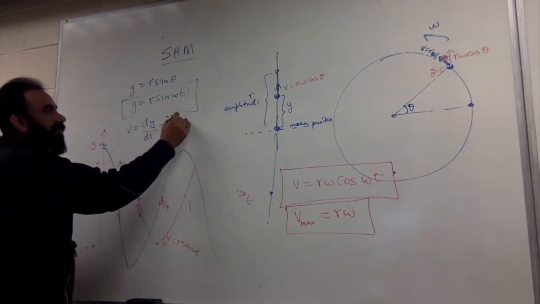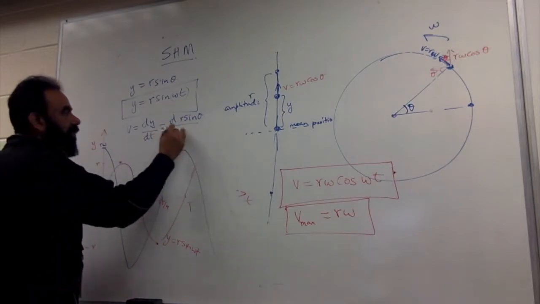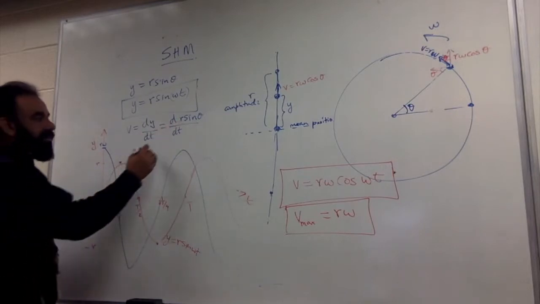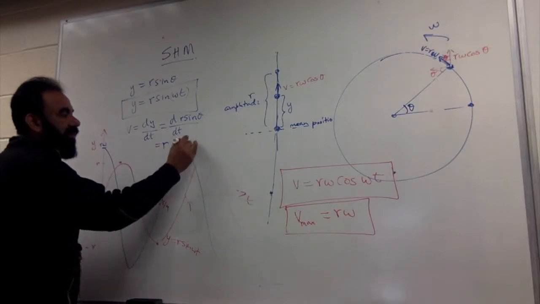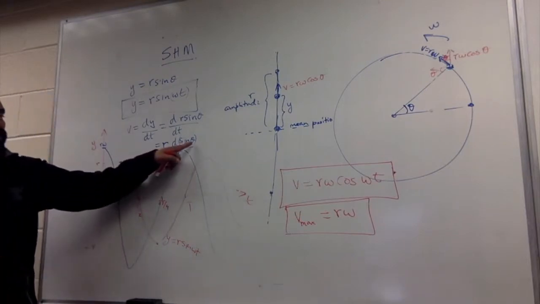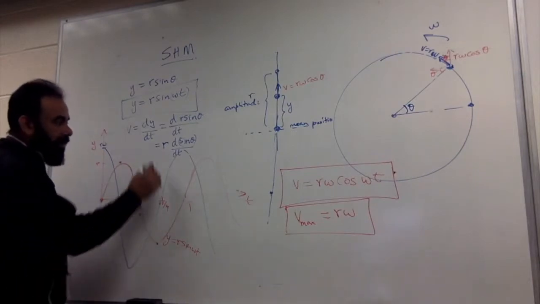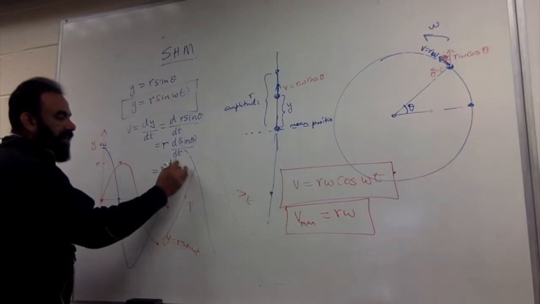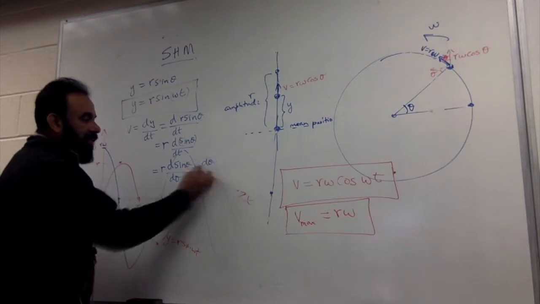So d of r sine theta over dt. I'm going to call it theta, not omega t right now. R is a constant, so I pull it out. And then you have d of sine theta over dt. Of course, you cannot differentiate this directly because there's theta here and there's t here. So the best thing to do is to split it up. R times differentiate sine theta with respect to theta, and then multiply d theta over dt.